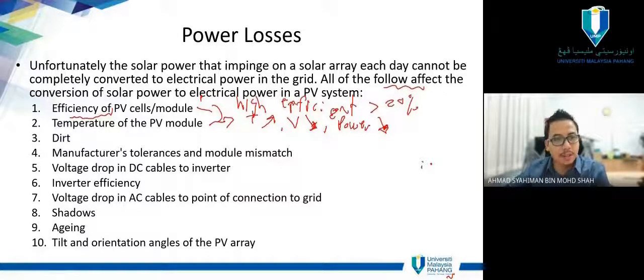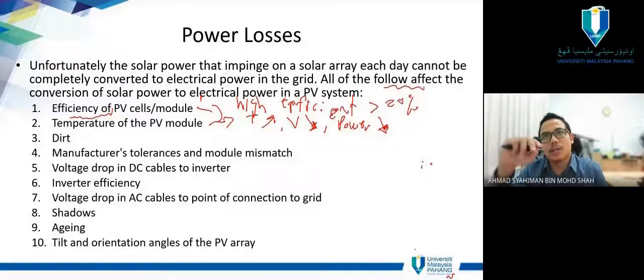Next is the dirt factor, maybe 3% or 4%. Because if we leave the solar modules just like that for a certain period of time, confirm you will see dust or dirt on the modules. Not the small dust. If your PV system is close to construction sites, that really gives you a negative impact on the output of the PV module, the PV system.